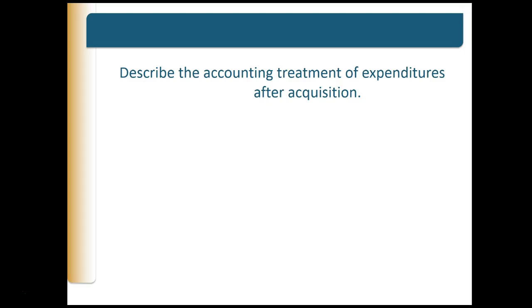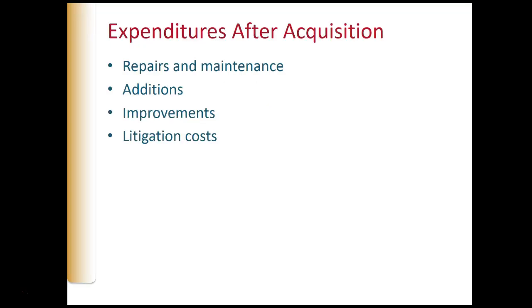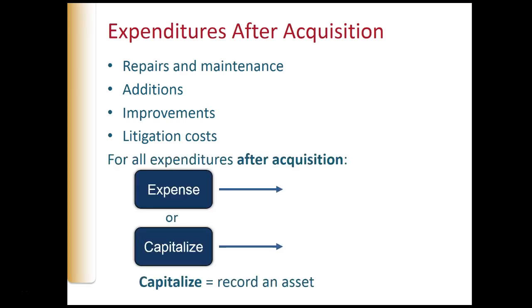Let's now describe the accounting treatment of expenditures after the acquisition of an intangible. So, not of just an intangible, of an asset. Now, over the life of long-term assets, the owners often incur additional expenditures for repairs and maintenance, additions, improvements, or litigation costs. We capitalize an expenditure as an asset if it increases future benefits, but we expense an expenditure if it benefits only the current period.